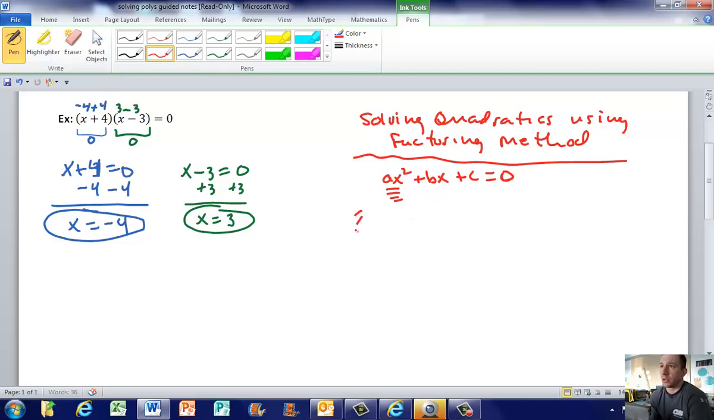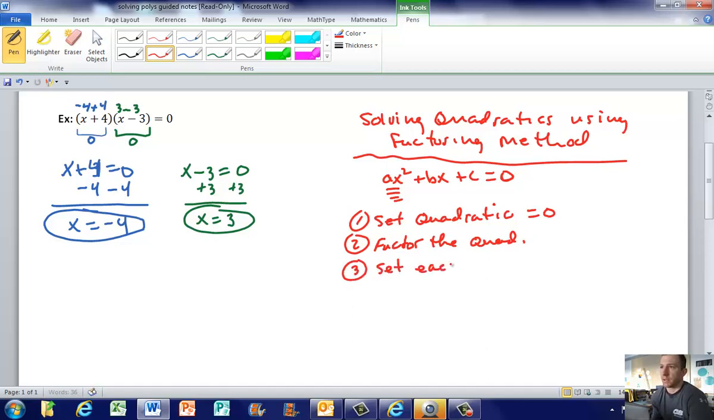When doing this, our first step is basically to set the quadratic equal to 0. Once we set the quadratic equal to 0, then we factor the quadratic. Once it's factored, we set each factor equal to 0. And then we solve each equation.